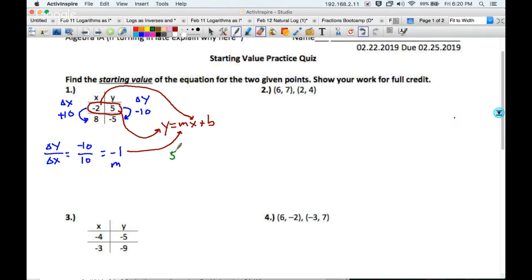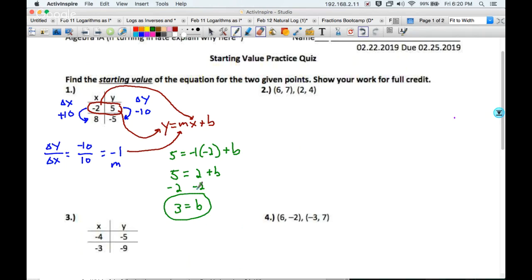All right, so I put a 5 in for y, -1 in for m, a -2 in for x, and you say plus b. And now we just solve this up. -1 times -2 is a +2. To get b by itself, I'm going to have to subtract 2 from both sides. 3 equals b. We can circle that. We are done with this problem. We have found the starting value.